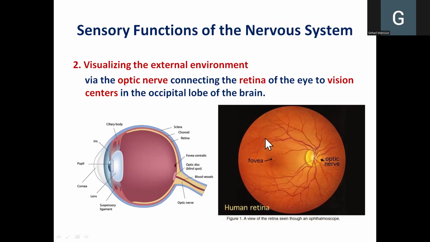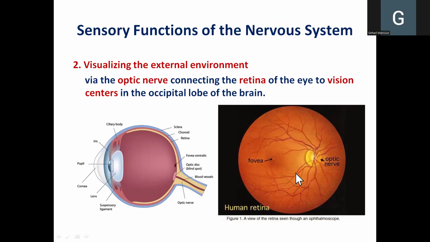The rods contain one type of pigment, which is rhodopsin, and it is responsible for dim light vision. And since it is dim light vision, then you see only shades of gray. And the rods, since they can see in dim light, are highly sensitive to light. So they have high sensitivity to light, but they cannot give you accuracy of vision because it's dim light vision.